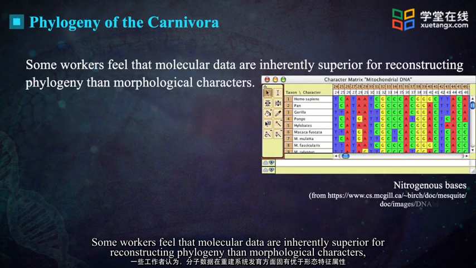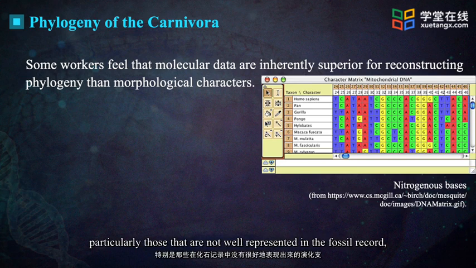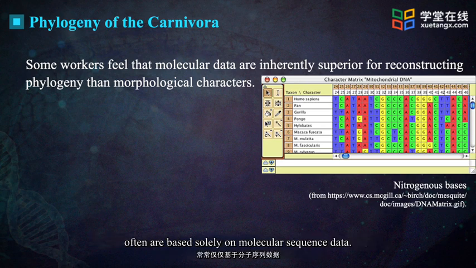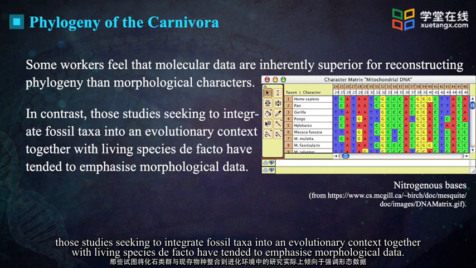Some workers feel that molecular data are inherently superior for reconstructing phylogeny than morphological characters, and as a consequence, phylogenies for many clades, particularly those that are not well represented in the fossil record, often are based solely on molecular sequence data. In contrast, those studies seeking to integrate fossil taxa into an evolutionary context together with living species de facto have tended to emphasize morphological data.